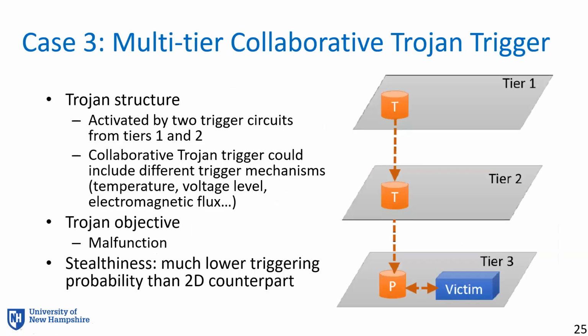The third one is another 3D Trojan, which we call the multi-tier collaborative Trojan. What we mean by collaborative is that the trigger signal comes from multiple tiers, not only from a single tier. This is a more advanced 3D Trojan than case 1, since the Trojan trigger can be controlled by two tiers, and the trigger mechanism can be a combination of temperature triggered, voltage triggered, or electromagnetic flux triggered. If we have multiple tiers integrated together as a 3D system, it's very likely that an attacker could use multiple trigger mechanisms to drive the Trojan in the tiers with the critical modules or important modules that we normally protect in 2D.